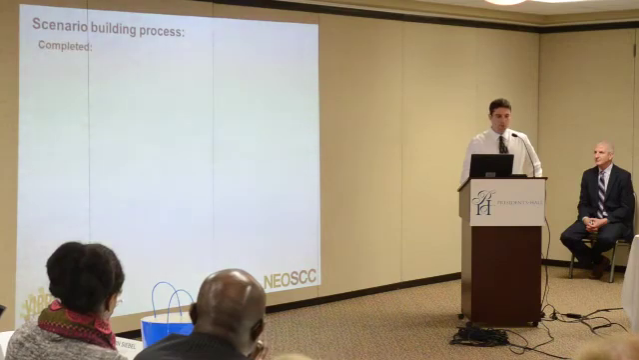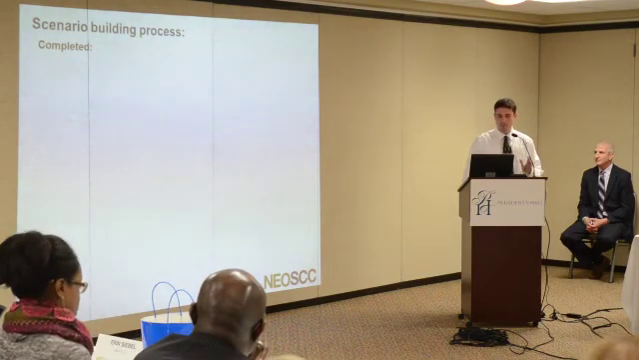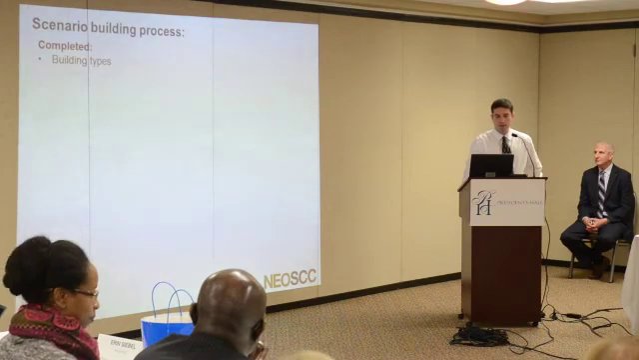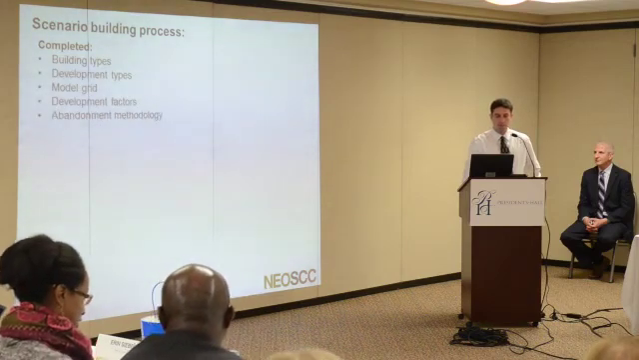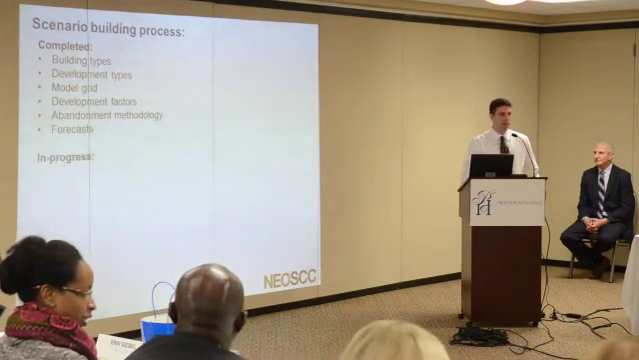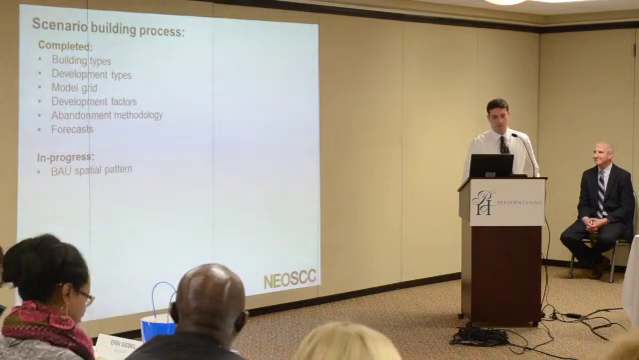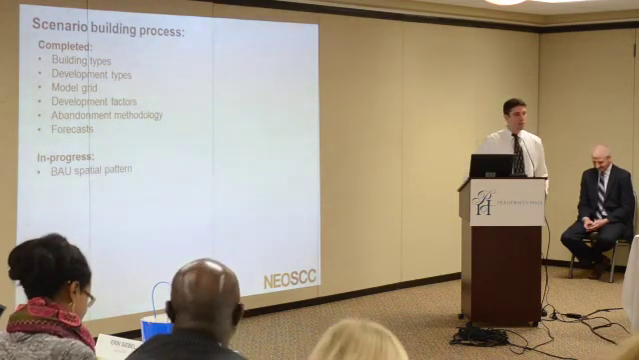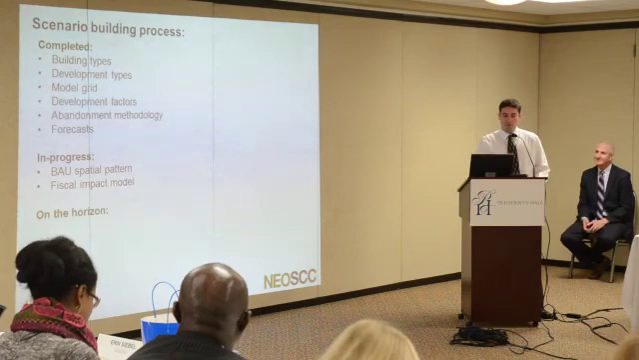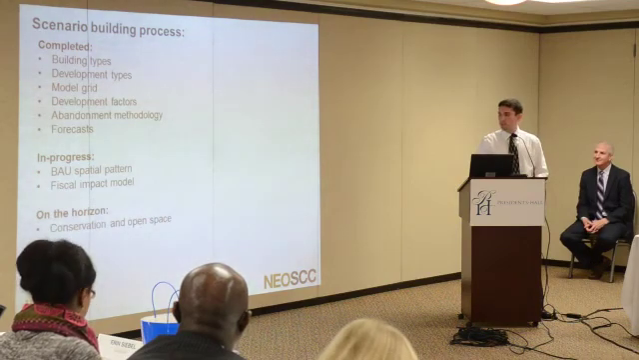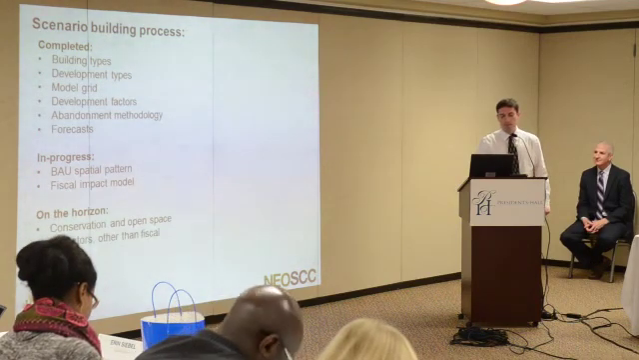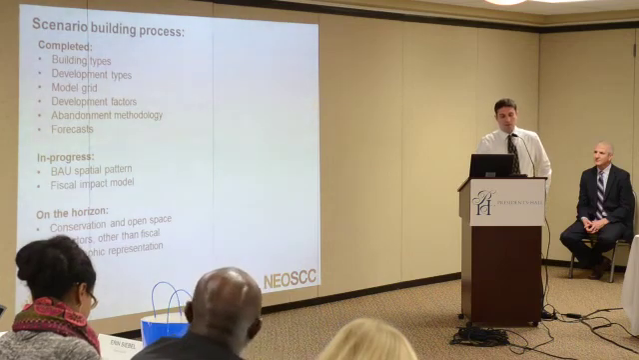Okay, so overview. A lot of work to date. You've seen all this stuff now: building types, development types, model grid, development factors, abandonment methodology, forecast. All of that stuff's done. In progress, there's a business as usual spatial pattern and fiscal impact model. On the horizon, conservation and open space as a new development type, indicators other than fiscal, cartographic representation, and thematic mapping.